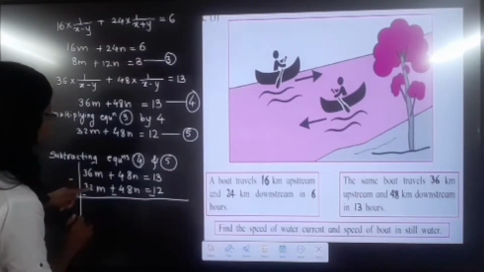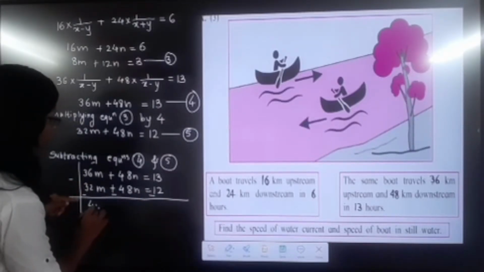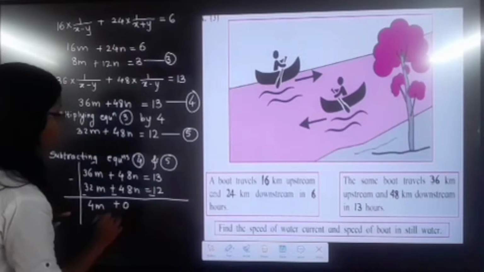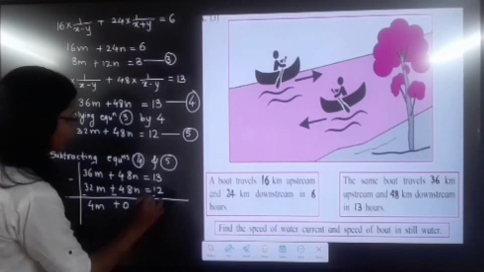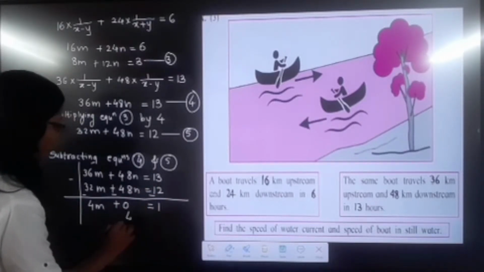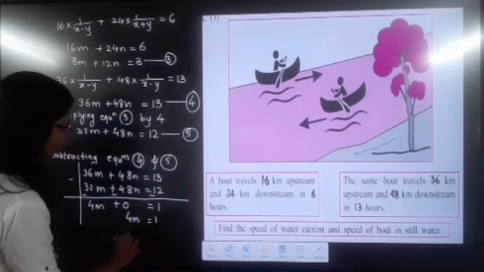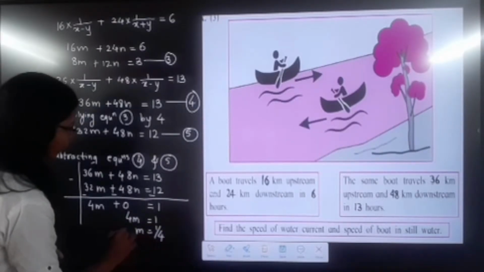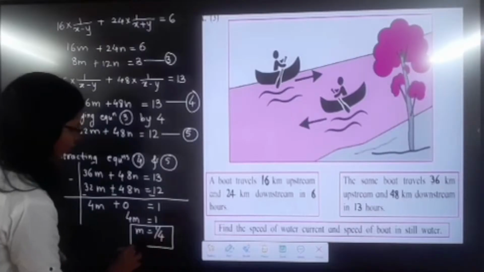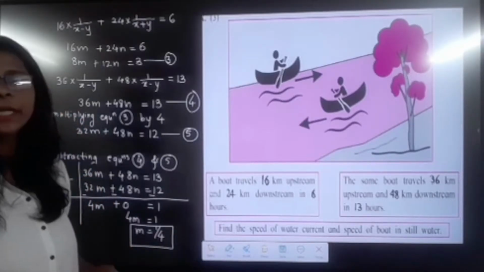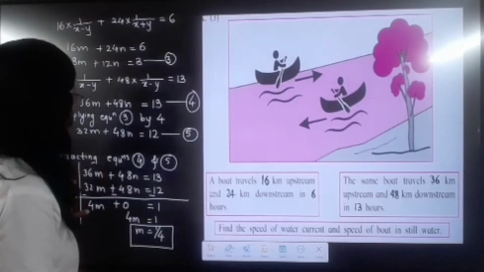So here 36 minus 32, that is 4m, plus 0, and 13 minus 12, that is 1. So 4m is equal to 1. So here students, m is equal to 1 upon 4. Okay, students, we have m is equal to 1 upon 4.